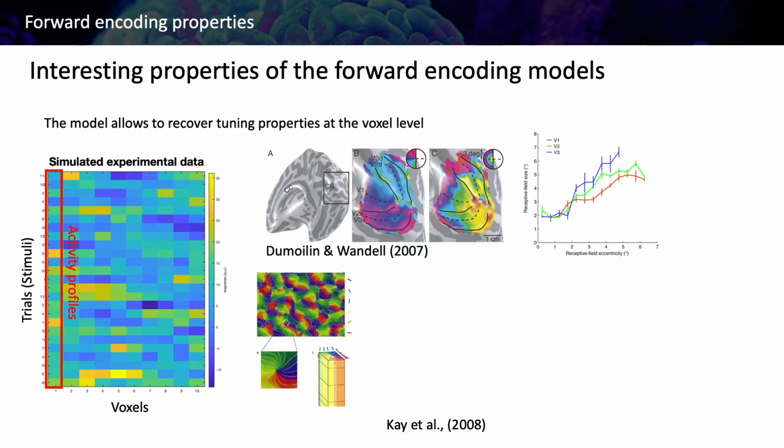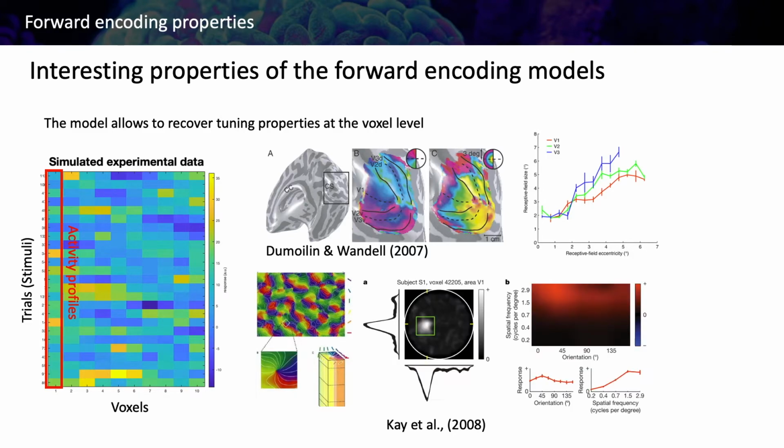Also, the orientation tuning that we were expecting can be recovered using the forward encoding model. And what they found is that, for example, you can take one voxel in visual cortex and see that this voxel really likes... So this is the image, right? This circle is the visual field of the image. And then this is the spatial tuning of the voxel.